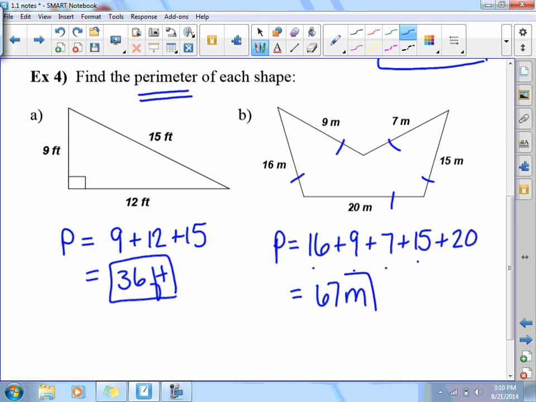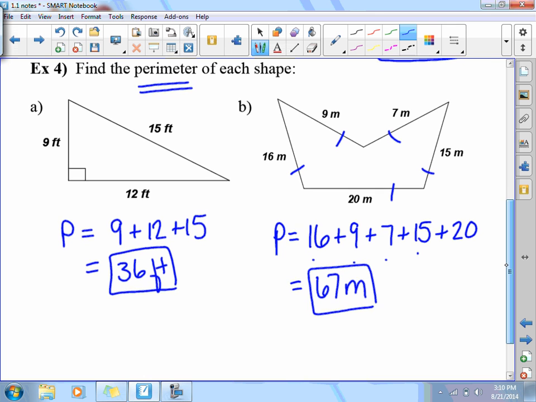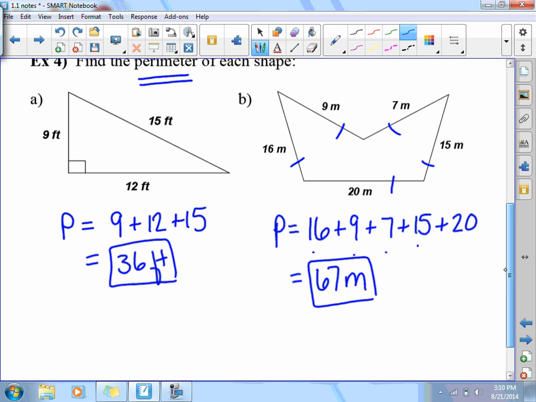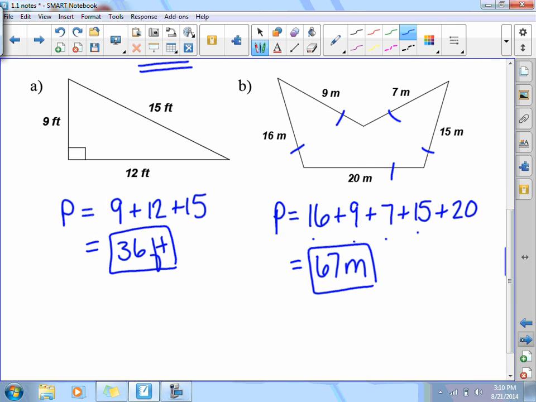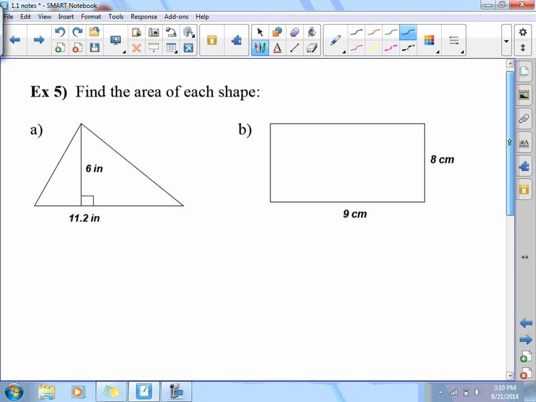So this is helping you review the concept of perimeter, and it's helping you substitute values into a formula. Our last example then deals with area. And area formulas have a lot more structure. They definitely have more variables.